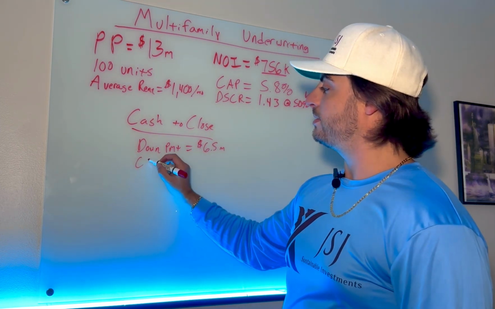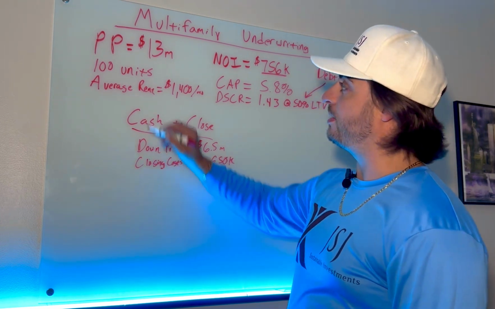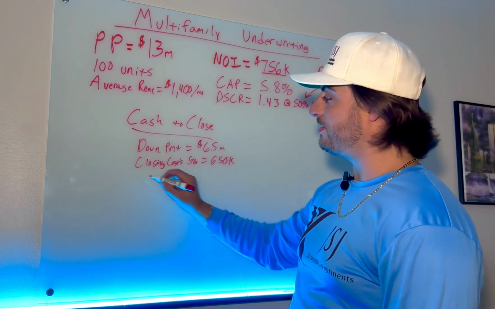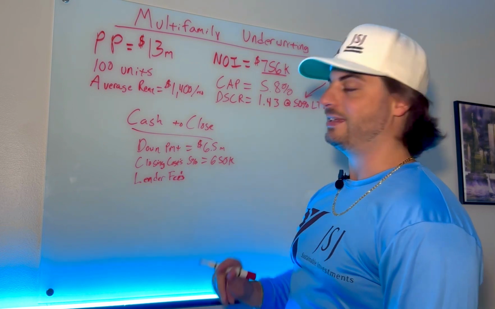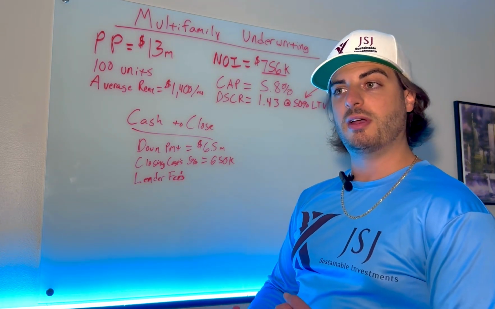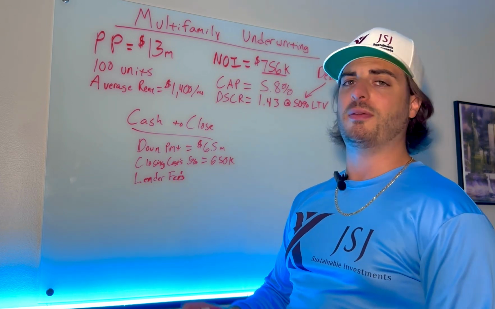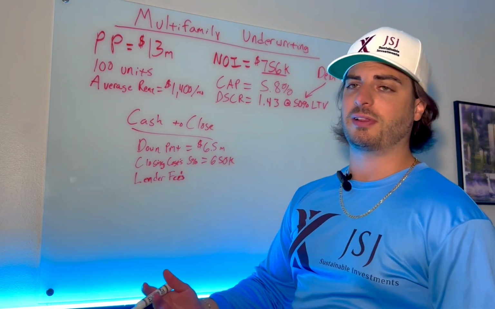Our closing costs, and calculate that at around 5% to be conservative. 5% of the purchase price, that is. And there's also lender fees. People seem to forget about the lender fees. The lenders charge points on the loan. The lenders charge service fees. The lenders charge rate buy downs. If you bought a rate cap, there's a bunch of different lender fees.